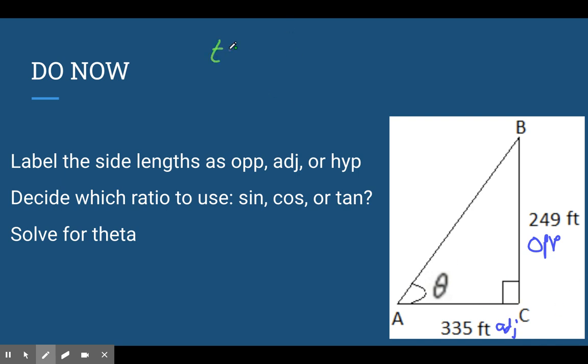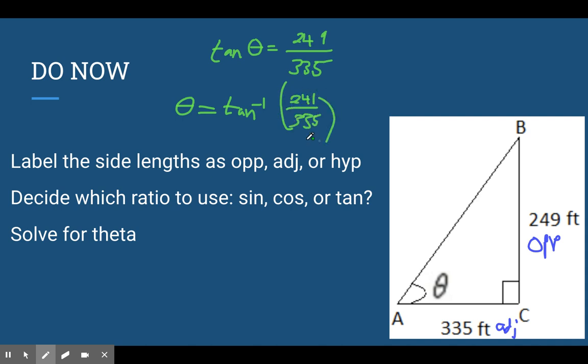So I'm going to set it up. Tangent theta is equal to opposite over adjacent. Opposite is 249, over adjacent, which is 335, which means that I'm going to use a calculator to solve this, right? The opposite of tangent means that we're going to use theta is equal to inverse tangent of 241 divided by 335.